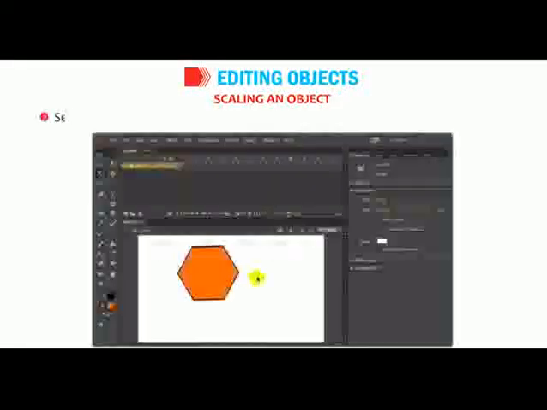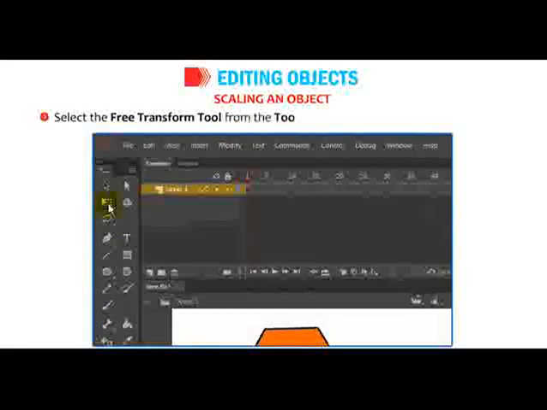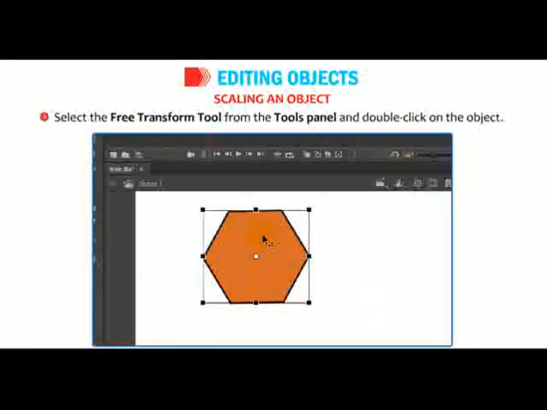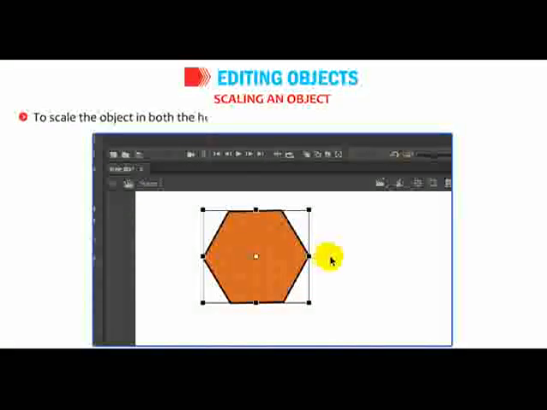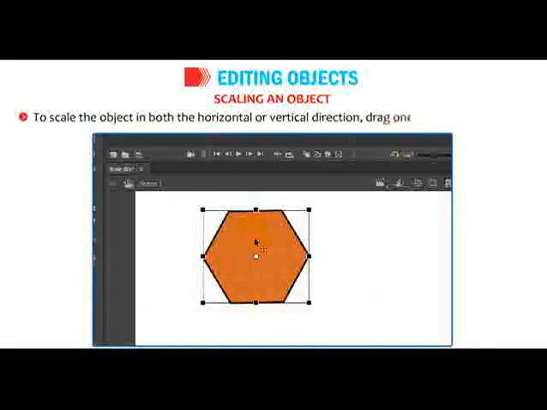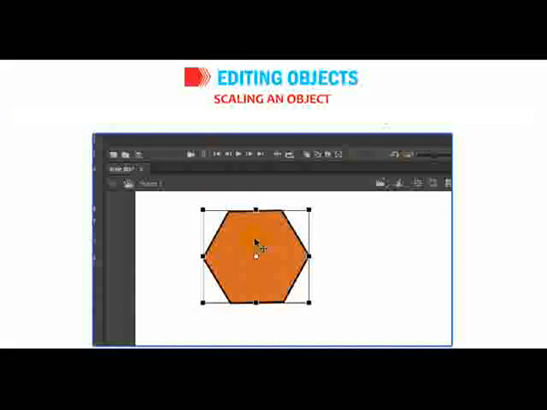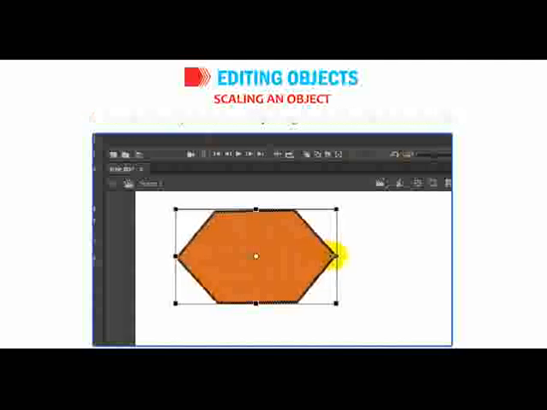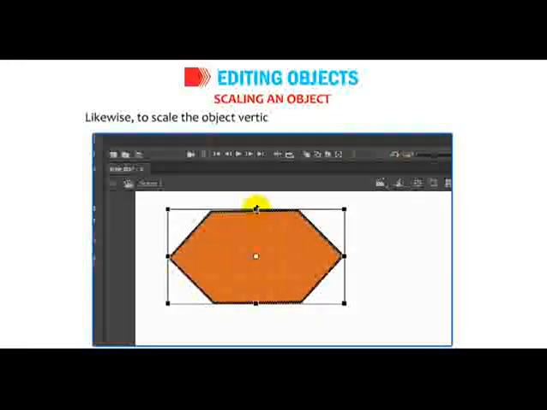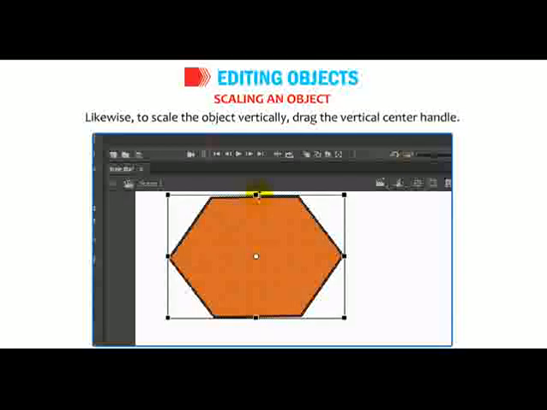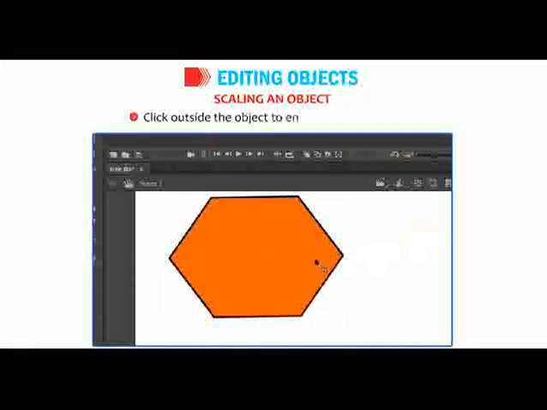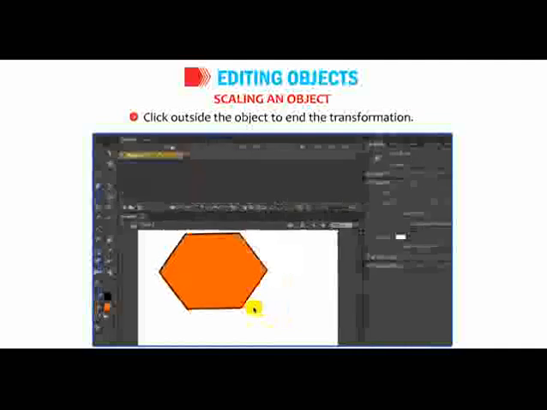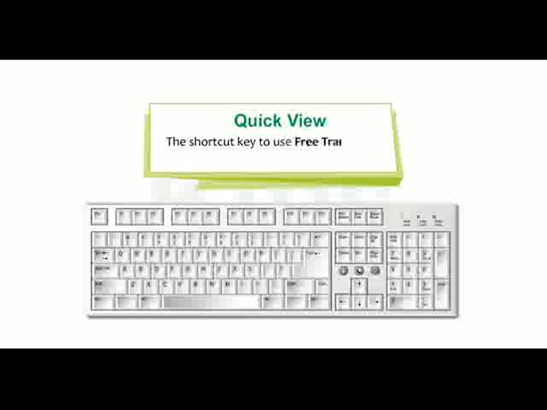Scaling an object. Select the Free Transform tool from the Tools panel and double-click on the object. To scale the object in both the horizontal and vertical direction, drag one of its corner handles. To scale the object horizontally, drag the horizontal center handle. Likewise, to scale the object vertically, drag the vertical center handle. Click outside the object to end the transformation. Students, let me quickly tell you that the shortcut key to use the Free Transform tool is Q.